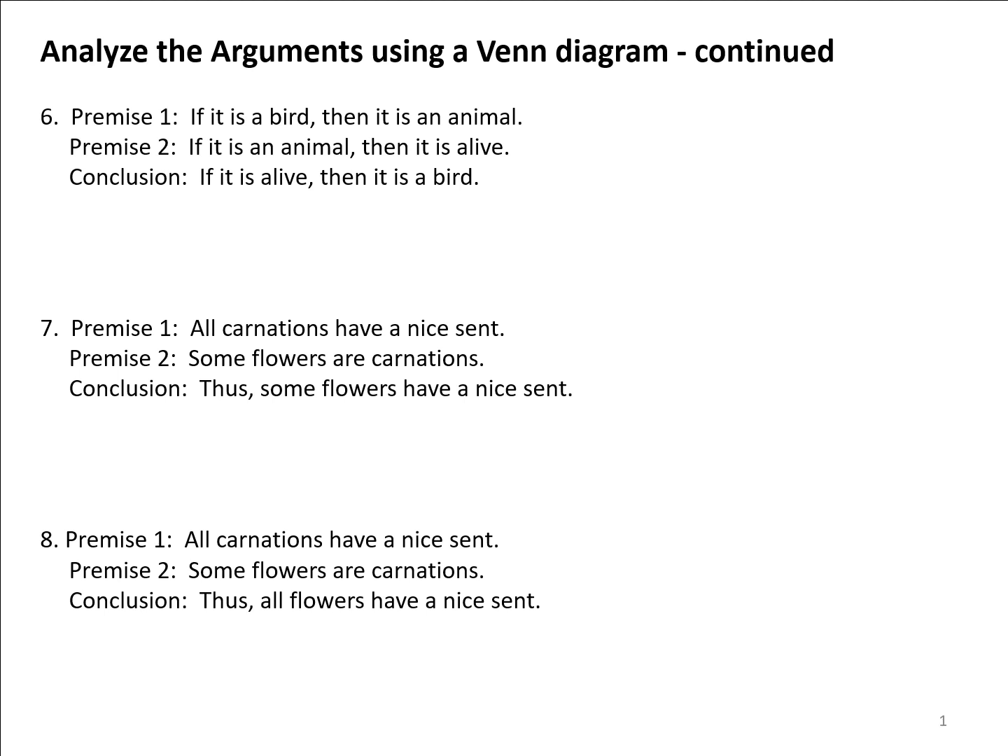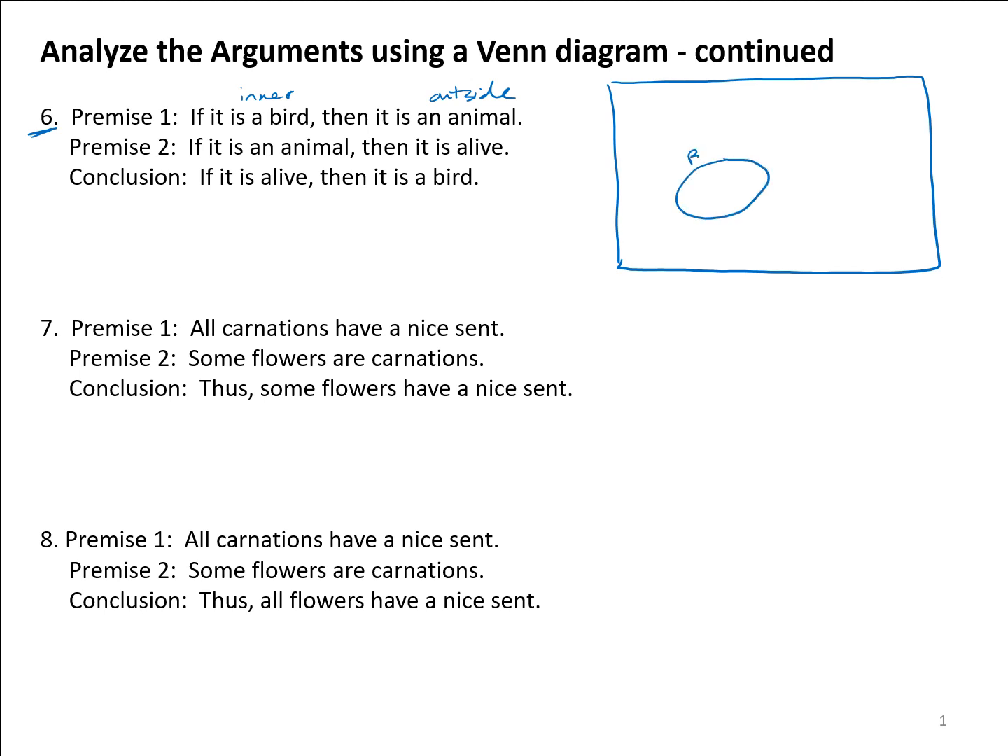Let's continue with a few more examples. The next one, which I've labeled number 6, again has a couple of premises that are if-then statements. So remember, if-then means I have an inner set and an outer set, one set inside the other. In this first example, if it is a bird, then it's an animal. The inner set would be birds. The outer set with this first premise would be animals.